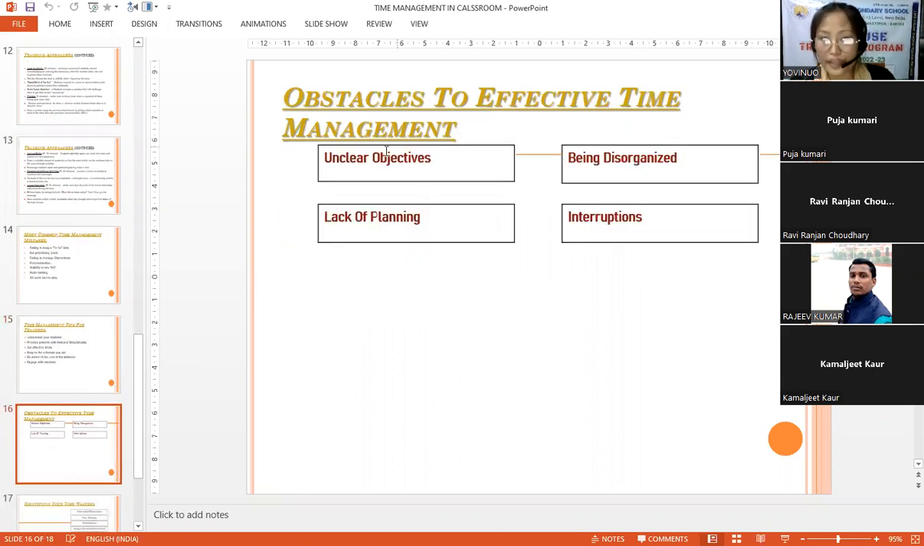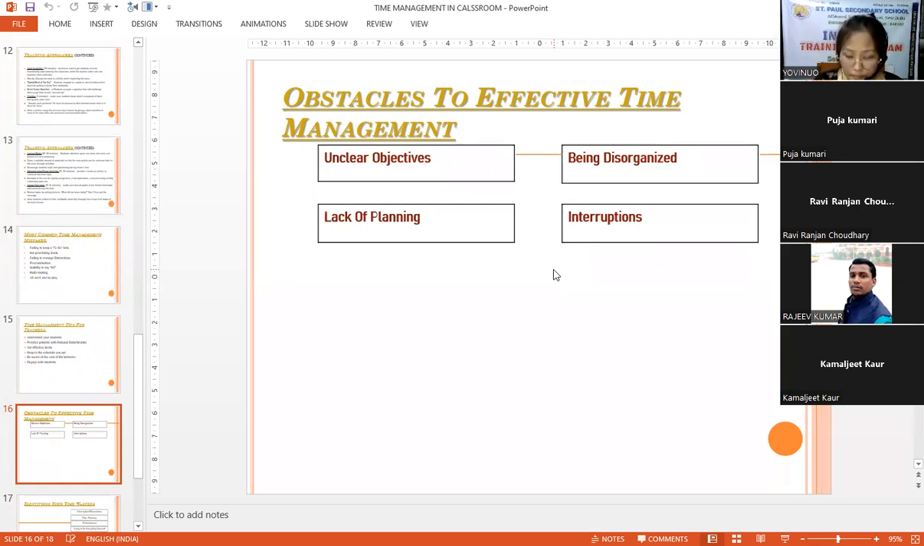Obstacles to effective time management. We will be discussing 4 points: unclear objectives, being disorganized, lack of planning, and interruption. When we talk about time management, there are definitely going to be barriers and obstacles which will not let you manage your time. Let us understand what these obstacles and barriers are.